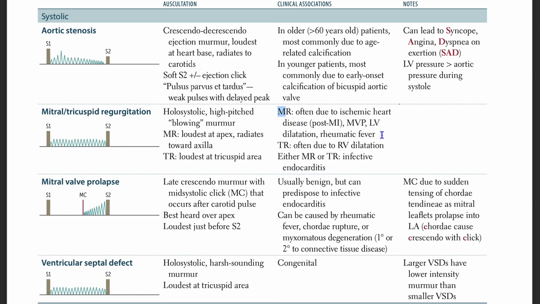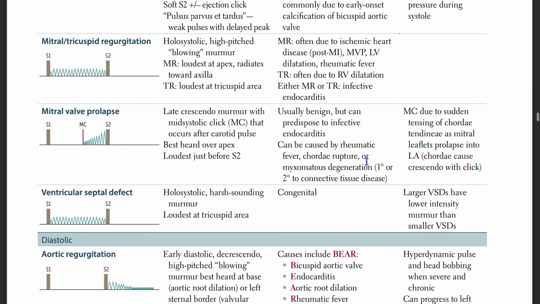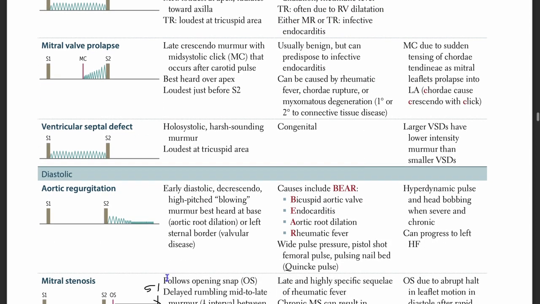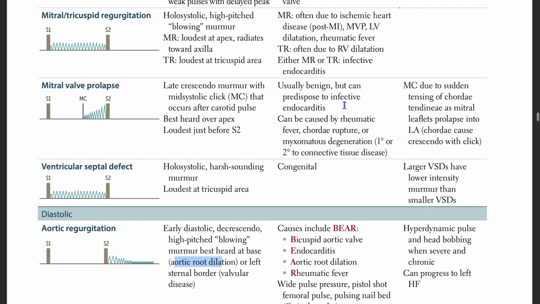And this happens in Marfan's, so remember that. Often due to RV dilation and either MR or TR, infective endocarditis. The dissection, aortic dissection, this thing was in MR. I mean Marfan's. It was either this or this. I don't remember right now. You can look it up, but definitely know that.